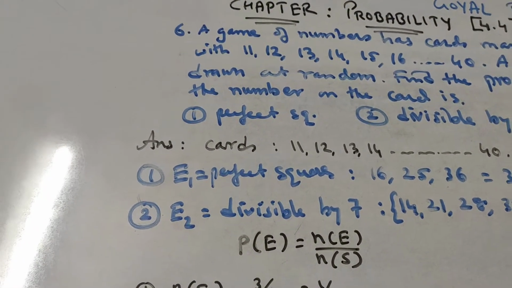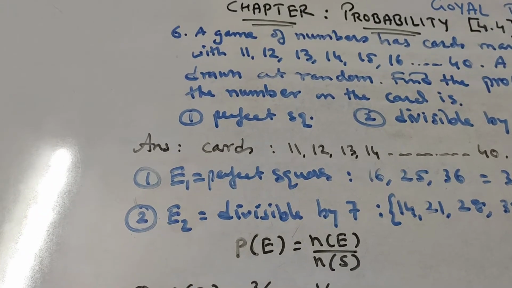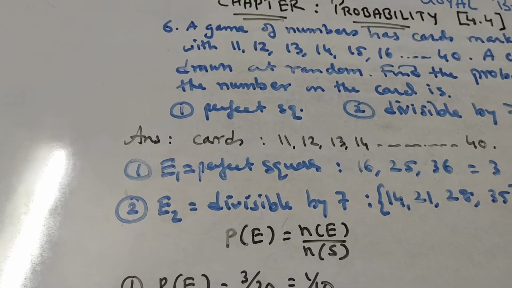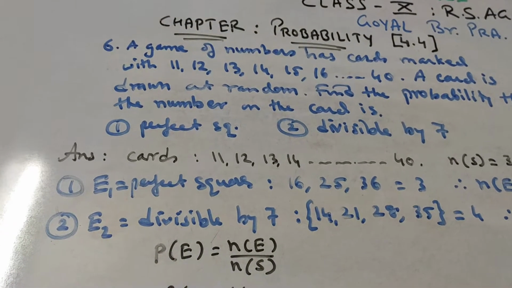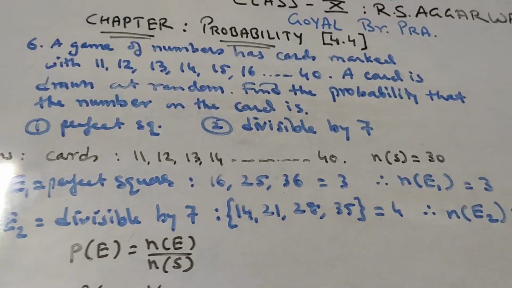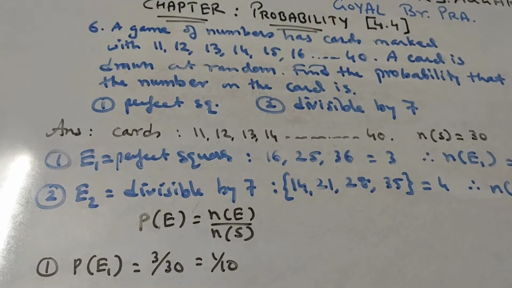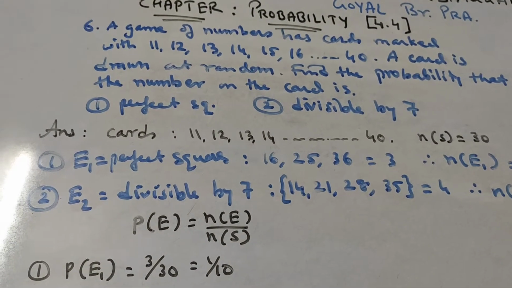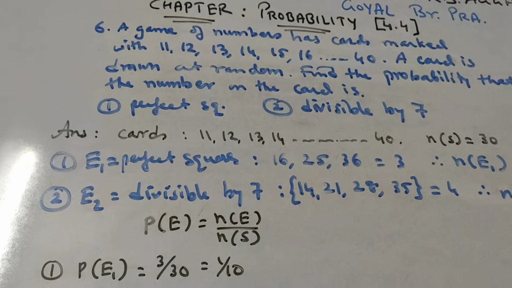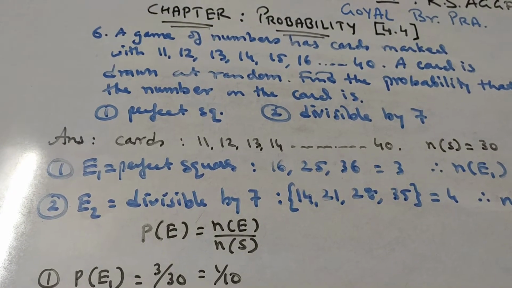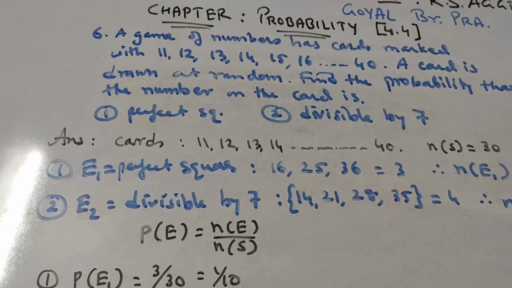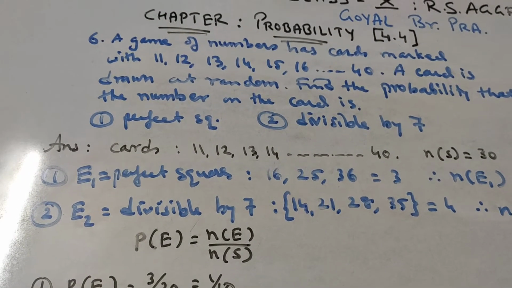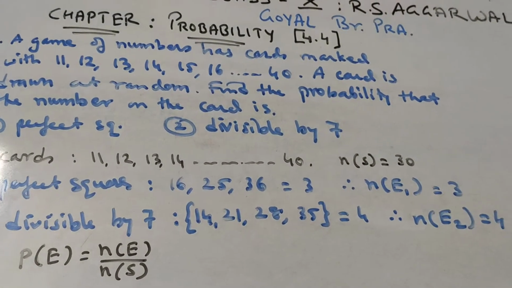Now, question number 1, we have to work it out with the perfect square. So that is our event 1, perfect square. Which are the perfect squares? 16, 25 and 36. How many are there? 3. So NE1 is equal to 3. And number 2 is divisible by 7. That will be event number 2. Which numbers between 11 and 40 are divisible by 7? It is 14, 21, 28 and 35. So it is 4. So NE2 is equal to 4.